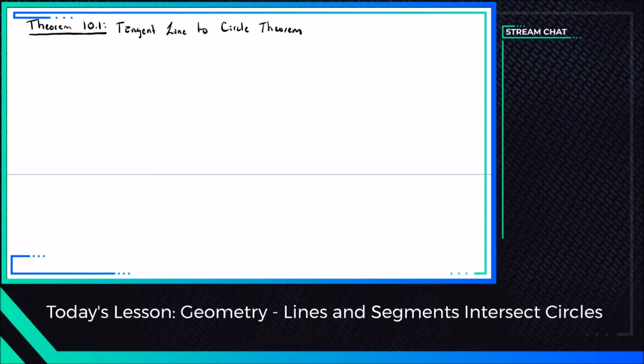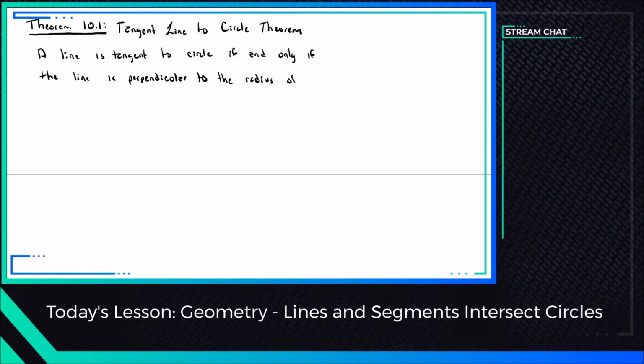And so what this says is a line is tangent to a circle if and only if the line is perpendicular to the radius of the circle. And then, of course, it has to be at its endpoint.